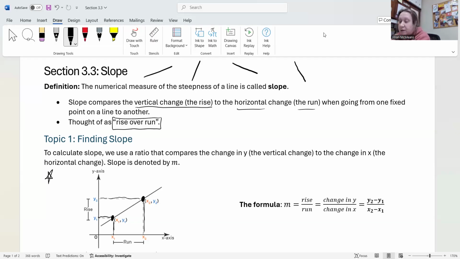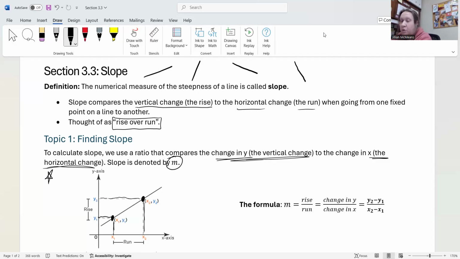Okay? So to calculate the slope, we use a ratio that compares the change in y, that's our vertical change. So vertical change is a change along the y-axis, to the change in the x-axis, which is the horizontal change. So again, we're looking at a change in y compared to a change in x, which is really just a change in the vertical versus a change in the horizontal, okay? And we also denote slope with a lowercase m.